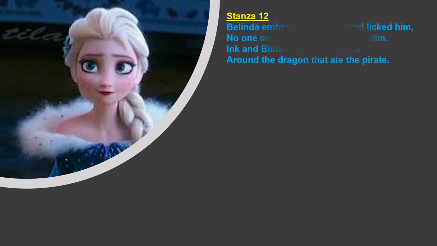Now moving to the next stanza. Belinda embraced him, Mustard licked him, no one mourned for his pirate victim. Ink and Blink in glee did gavotte around the dragon that ate the pirate.